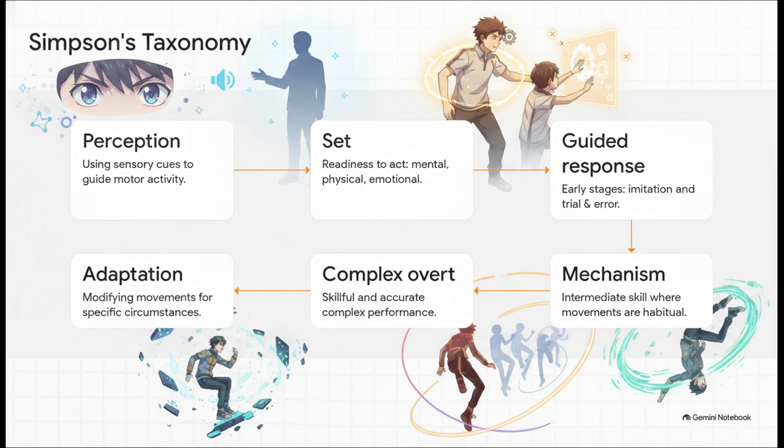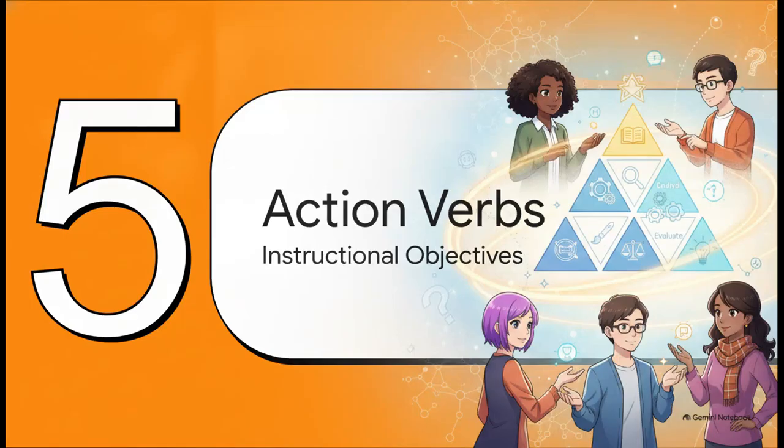After that is complex overt response. That's performing a complex task accurately and with real skill. And finally, the top level, adaptation. This is the ability to modify those movements to fit entirely new, unexpected circumstances. So, from a beginner's clumsy first try all the way to an expert's effortless mastery, this is literally how we learn to do things. Which brings us to Section 5, Action Verbs and Objectives.